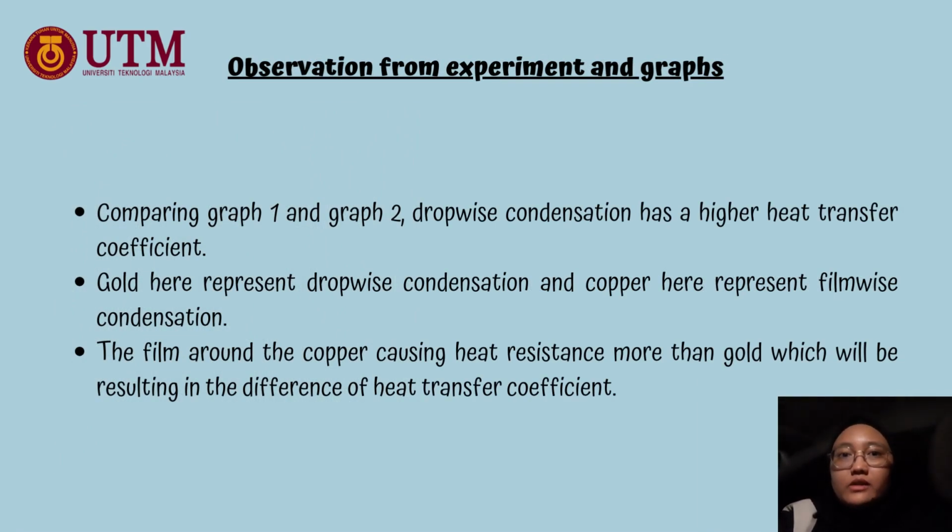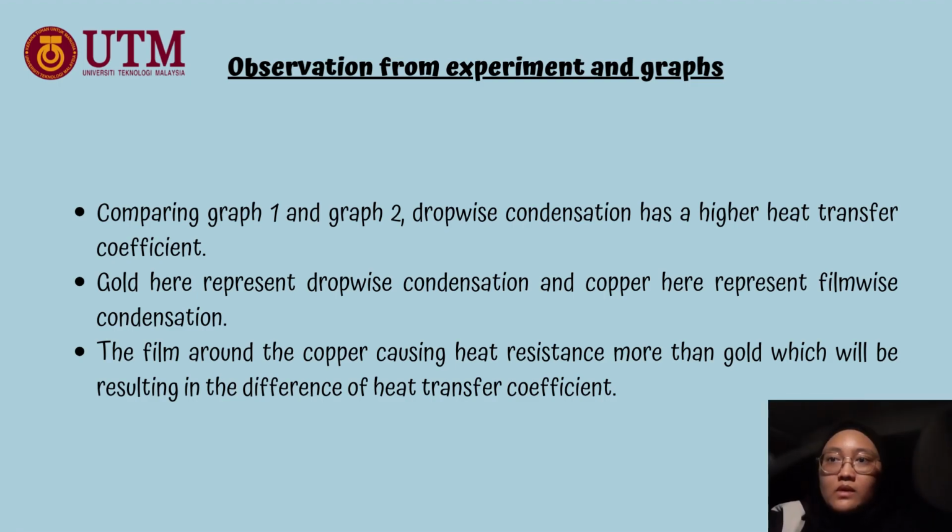Next, if we compare Graph 1 and Graph 2, it shows that dropwise condensation has a higher heat transfer coefficient. Gold here represents the dropwise condensation, while copper represents the film-wise condensation, as we can see from the droplets sticking on the copper rod and the gold rod. The water droplet can stick on the copper rod because the film around the copper rod causes more heat resistance than gold, resulting in the difference in heat transfer coefficient, which also means that less heat is transferred on the copper rod, allowing the water droplet to stick for a while on the copper rod rather than the gold.